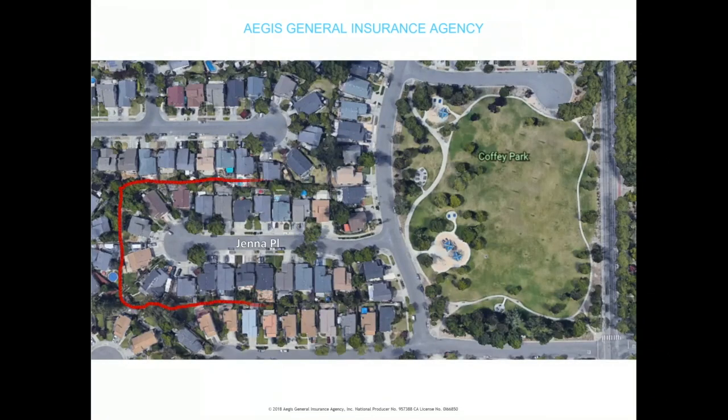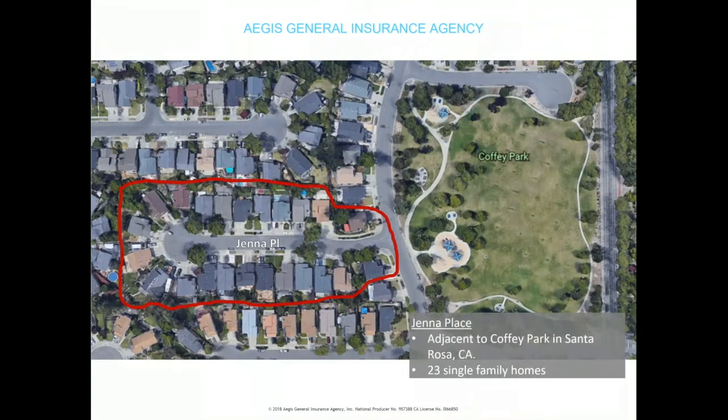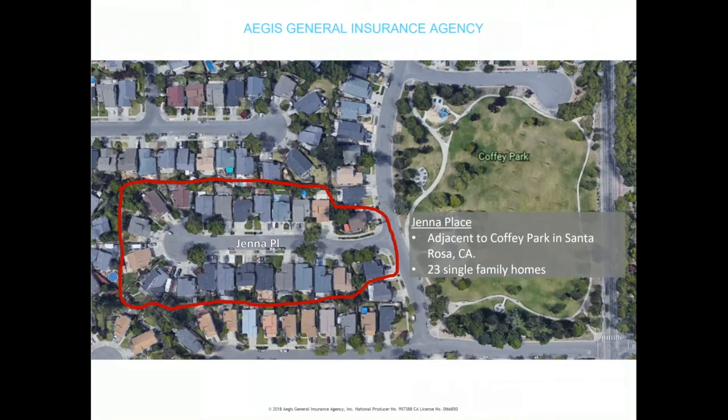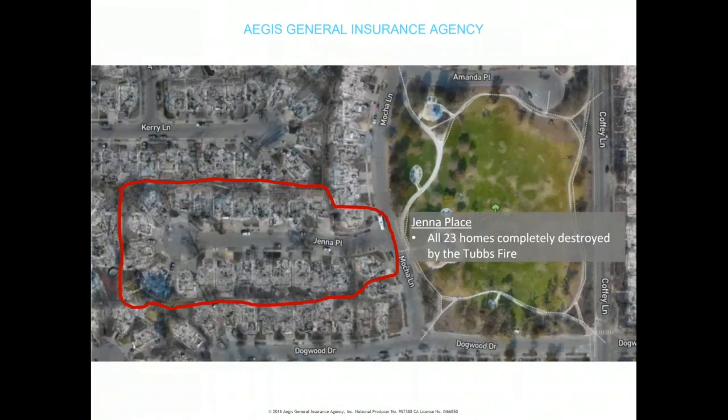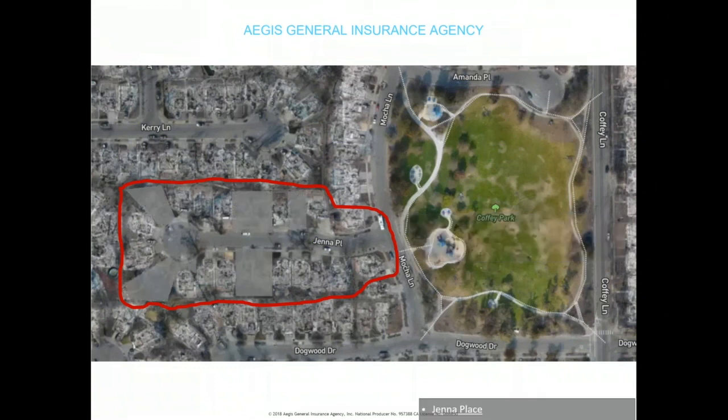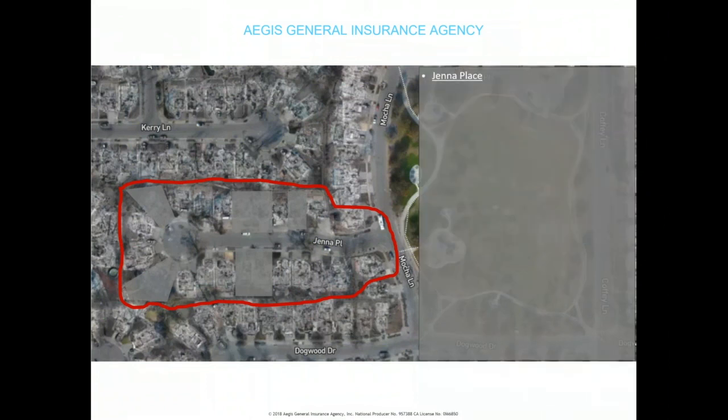So we did a case study, and we went to a neighborhood that's in Coffey Park, and in fact, Jenna placed this court right next to the actual Coffey Park in Santa Rosa. 23 homes are in that shape that we circled there, including the 2 at the beginning of the cul-de-sac, and unfortunately, this is what that neighborhood looked like after the Tubbs fire burned through in October of last year.